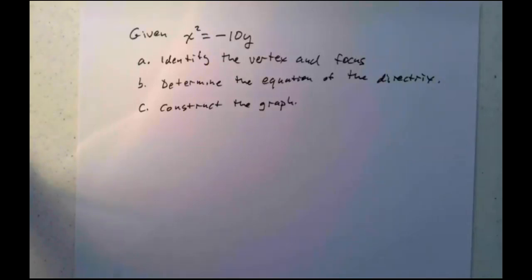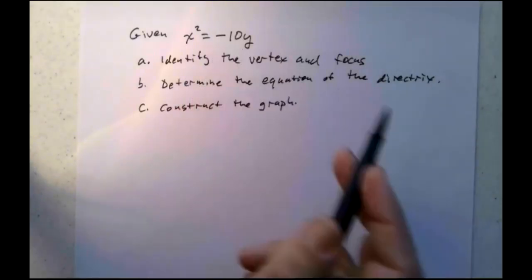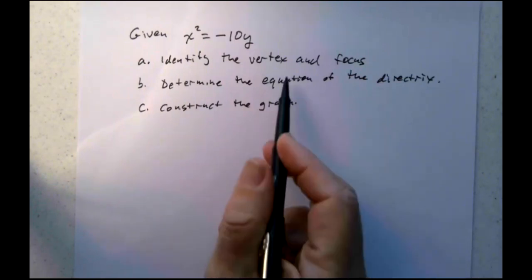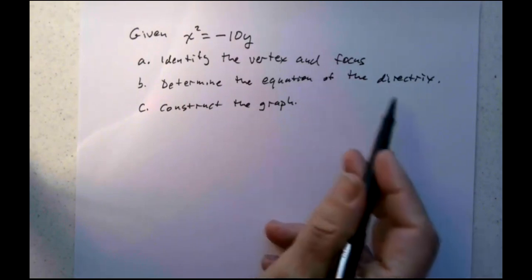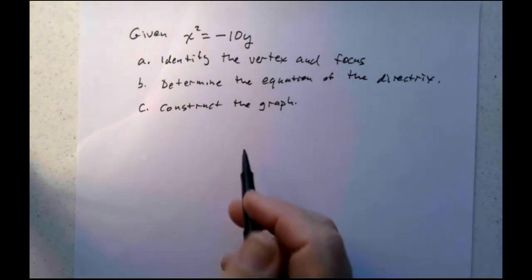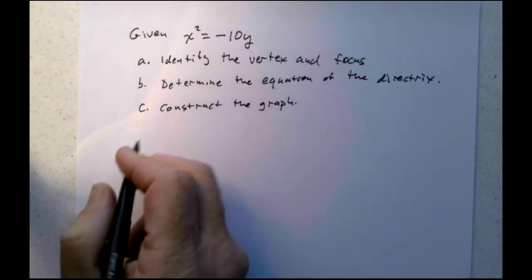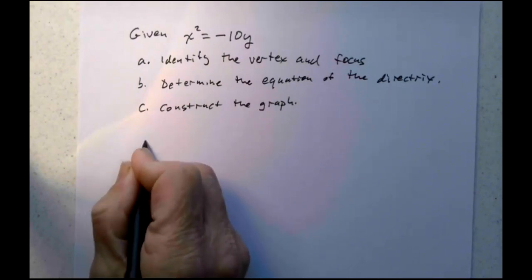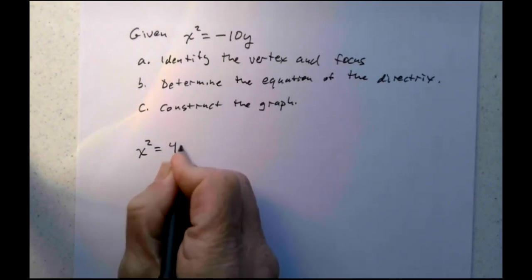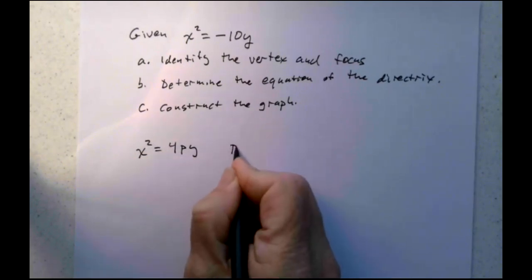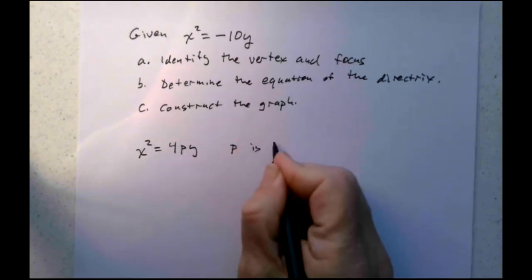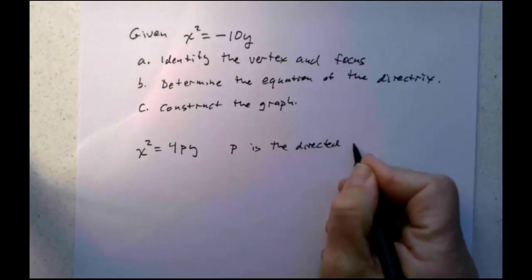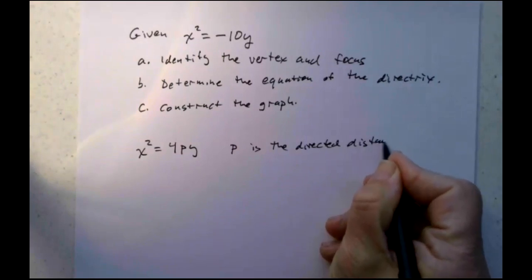In this question, we're given the equation x squared equals negative 10y, which is an equation of a parabola, and we're asked to find the vertex, the focus, the directrix, and a graph. So what do we know? We know this is of the form x squared equals 4py, where p is the directed distance from the vertex. So what does that mean?